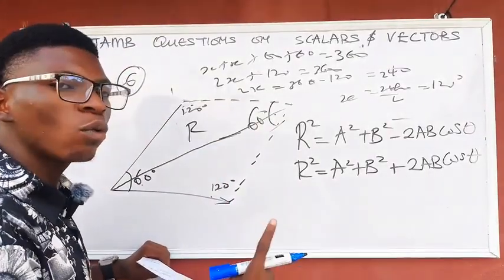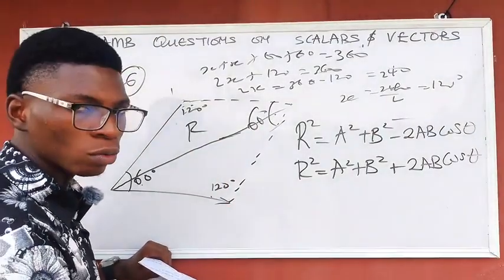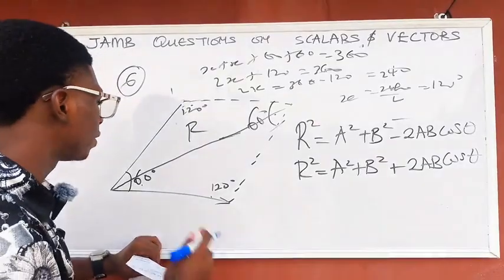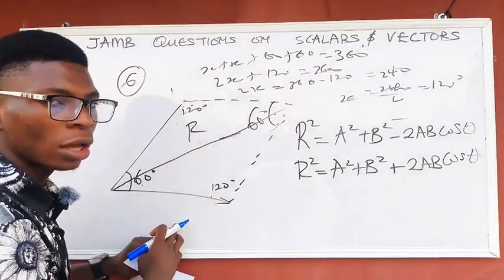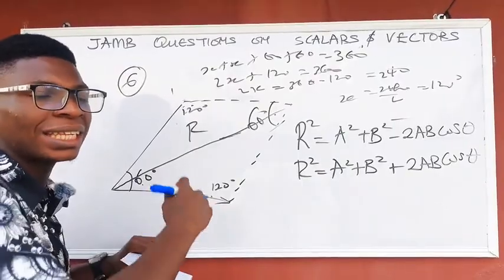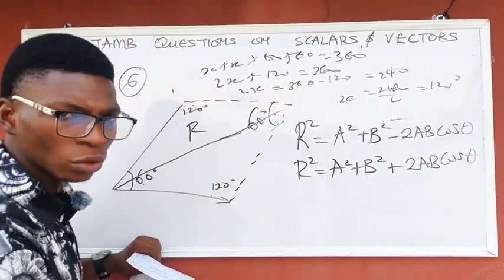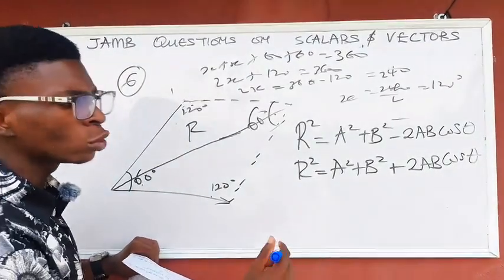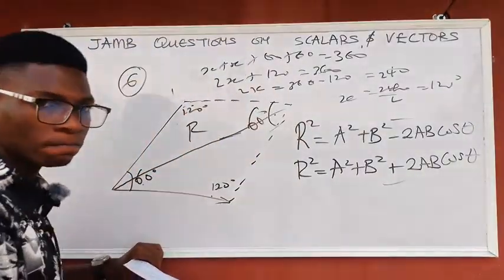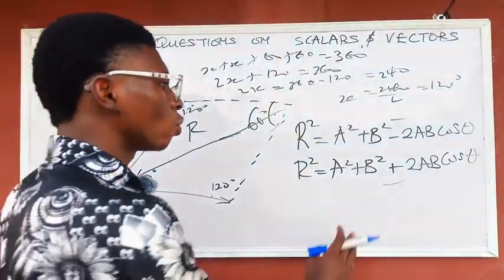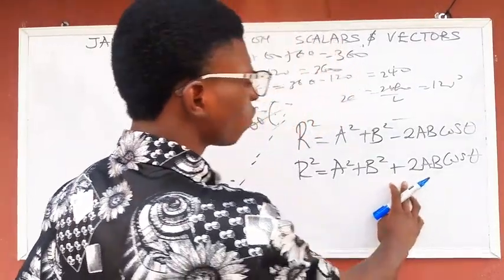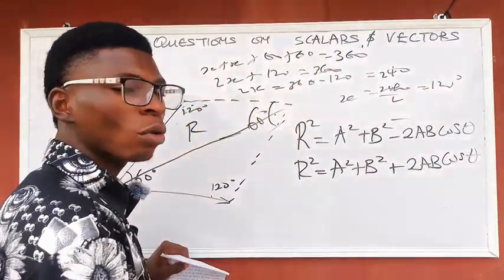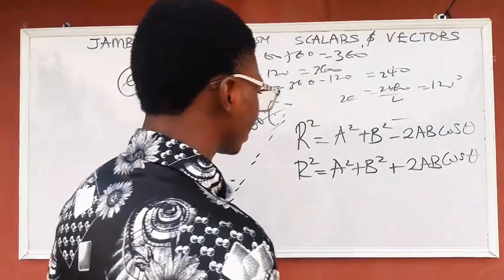But if you want to use the direct angle that is in between these two vectors, which is 60, the angle that was given to you in the question, we are going to use the second formula. Hope you are getting me now. So in this case, let me just choose the second formula. You can use any one. You are still going to arrive at the same answer.